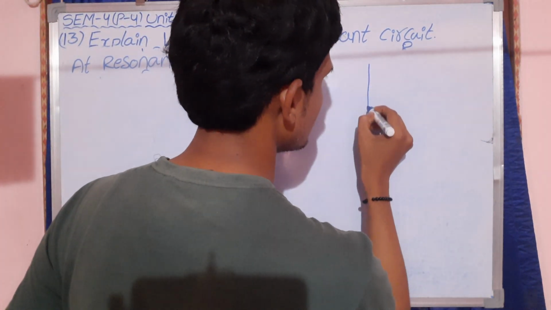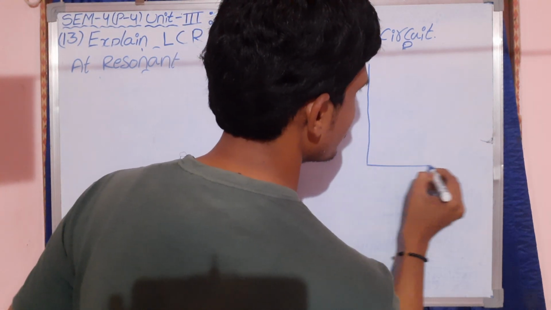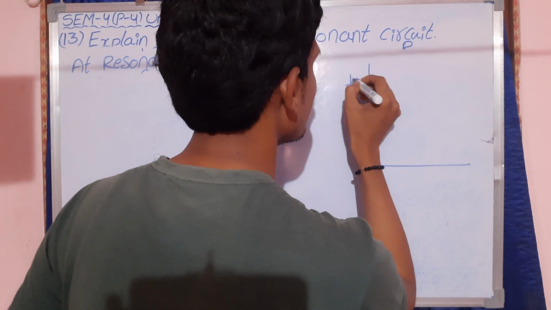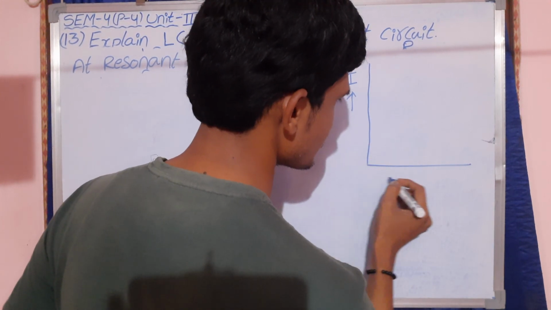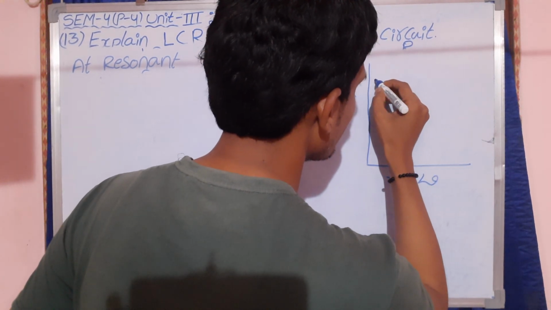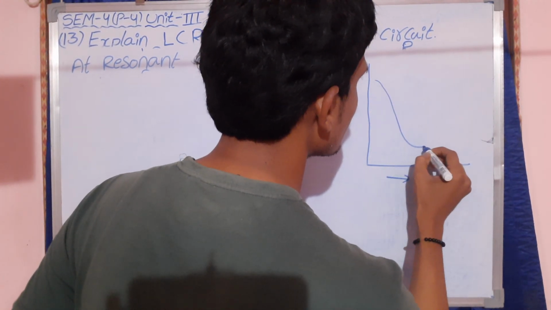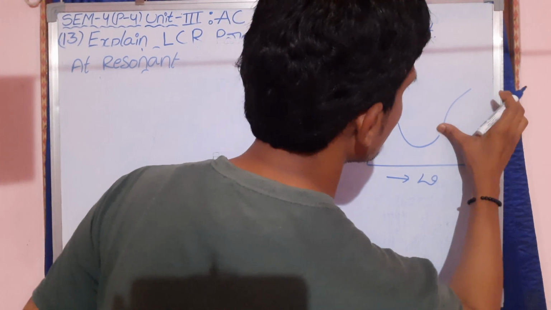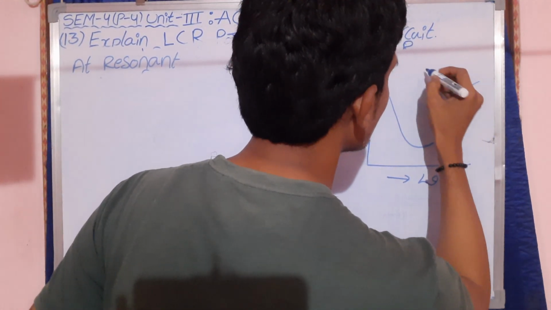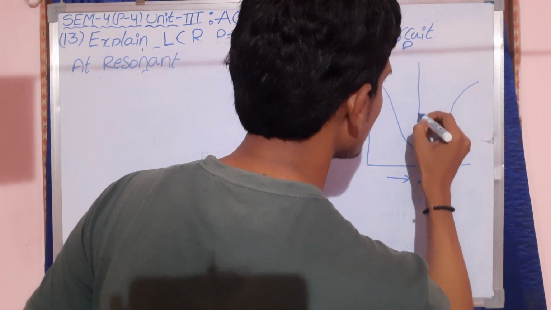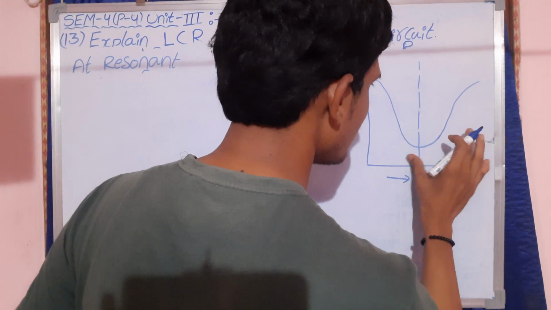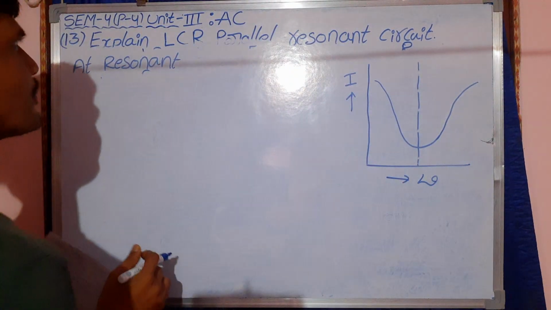This is the diagram of I versus omega, with I taken on the y-axis and omega on the x-axis. So this is the relation between current I and omega in the graph.